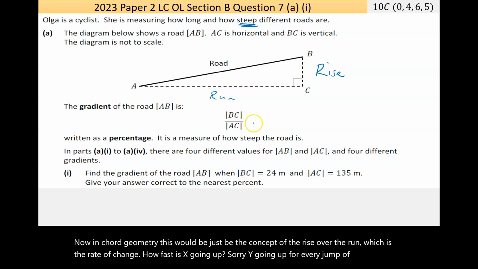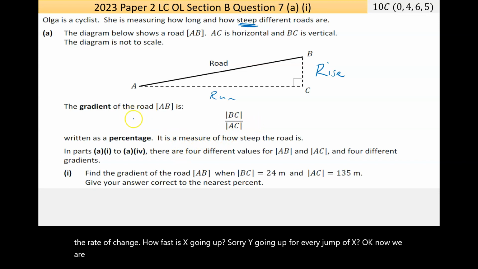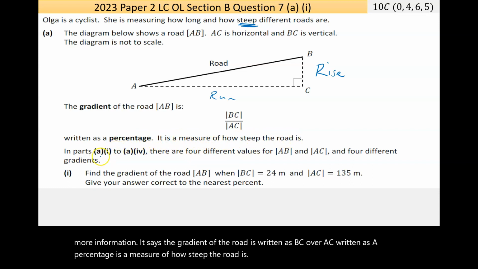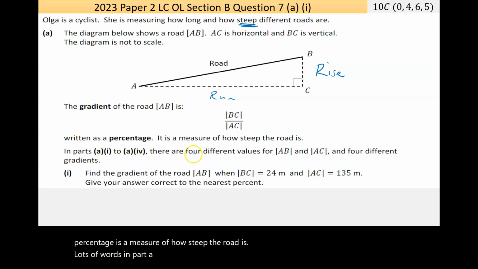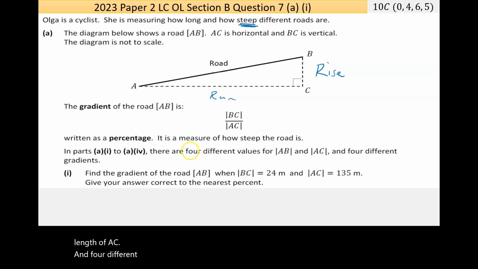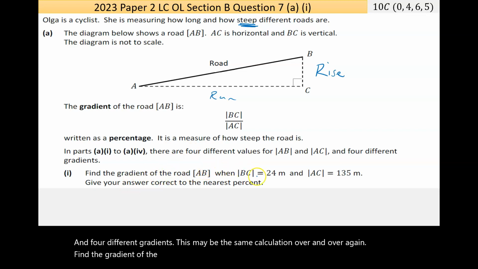Now, we are told more information. It says the gradient of the road, written as BC over AC as a percentage, is a measure of how steep the road is. Lots of words. In parts A1 to A4, there are 4 different values for the length of AB and the length of AC, and 4 different gradients. This may be the same calculation over and over again. Find the gradient of the road AB when BC is equal to 24 and AC is equal to 135.